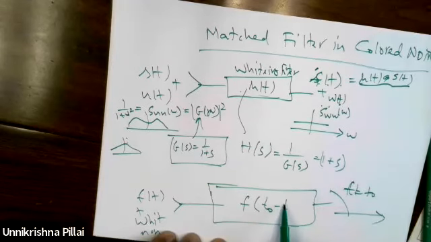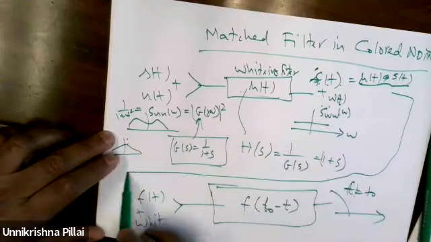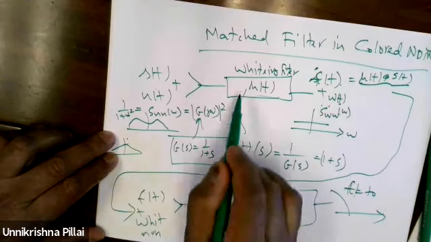It is S times T zero minus T? Not S, F, right? Yes, F. All right, so you feed this here. So you just have two filters. So I'll summarize it here.